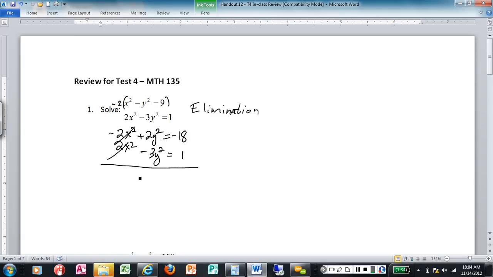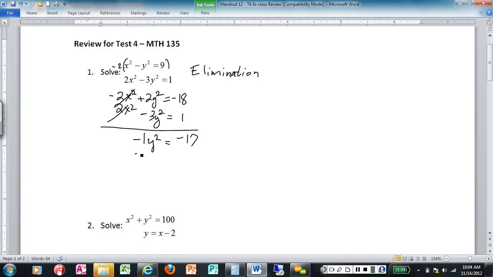2y squared minus 3y squared is minus 1y squared, and that equals -17. And so divide through by the -1, and we've got y squared equals 17. And so what about y there? Square root method? Square root both sides, so we get y equals square root of 17. The only thing is it could be plus or minus square root of 17. All right, so that is half of the answer there.